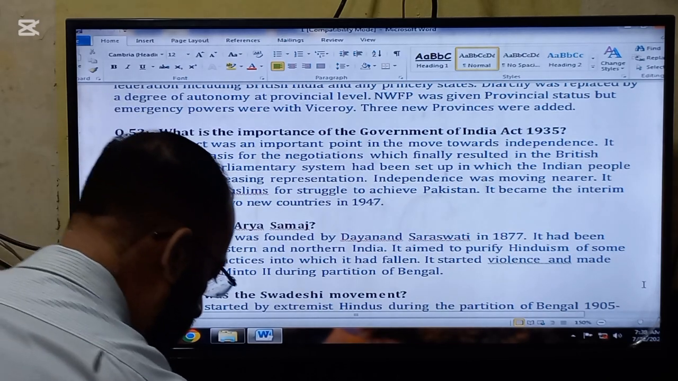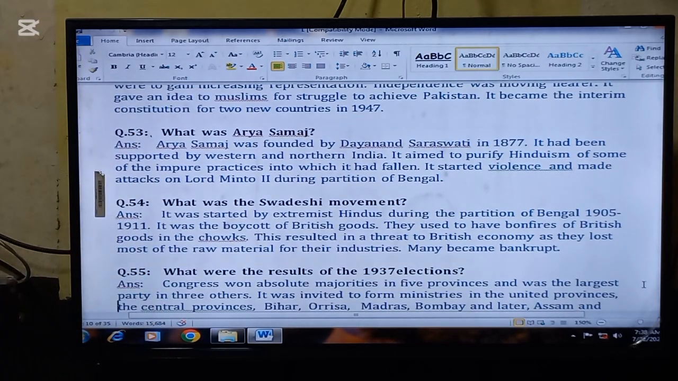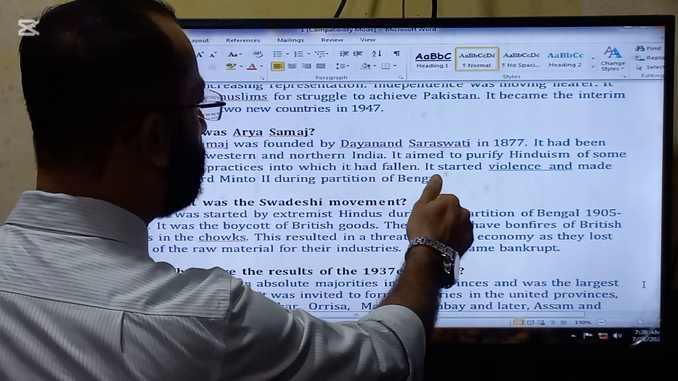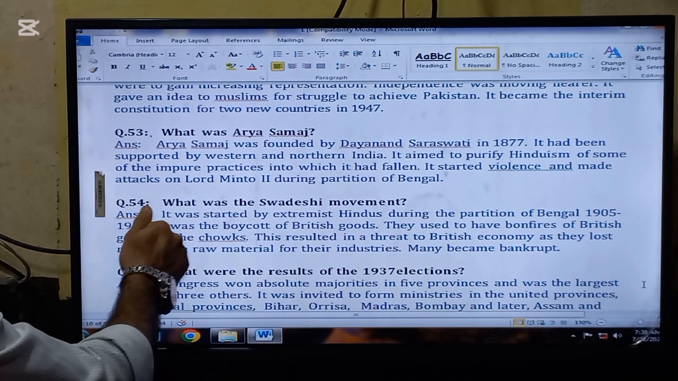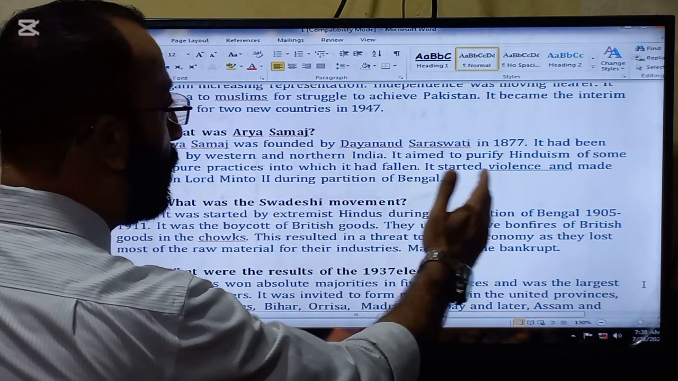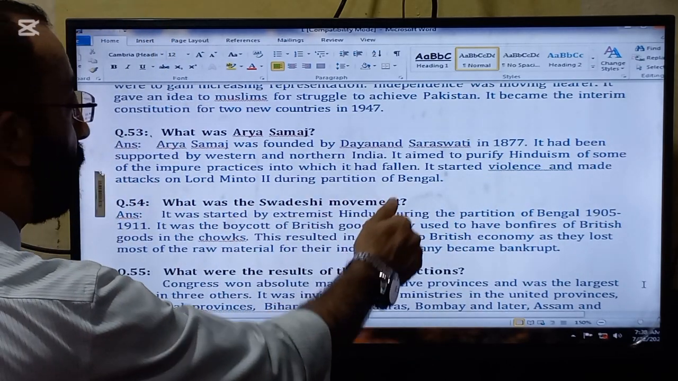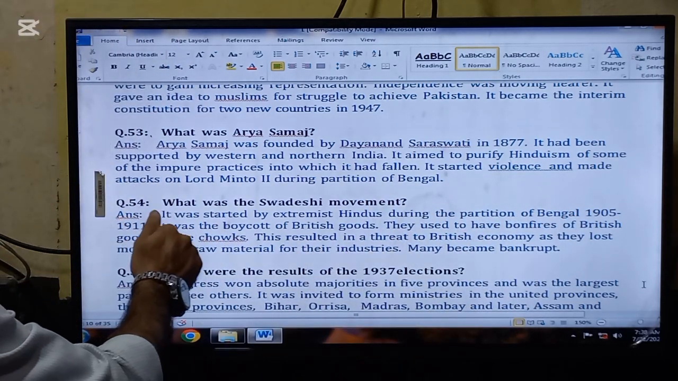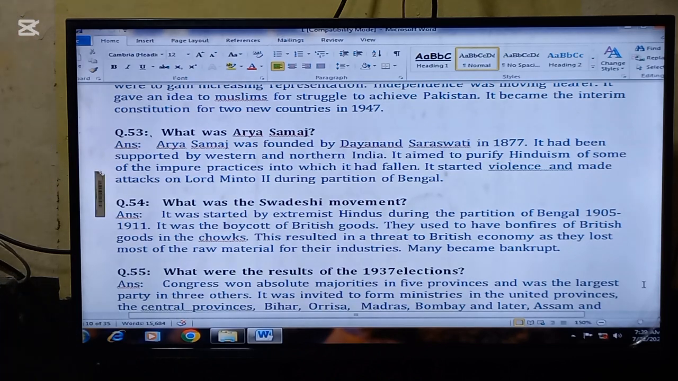The next important question for today is, what was Arya Samaj? Arya Samaj was founded by Dayanand Saraswati in 1877. It had been supported by Western and Northern India. It aimed to purify Hinduism of some of the impure practices into which it had fallen. It started violence and made attacks on Lord Minto too during the partition of Bengal.